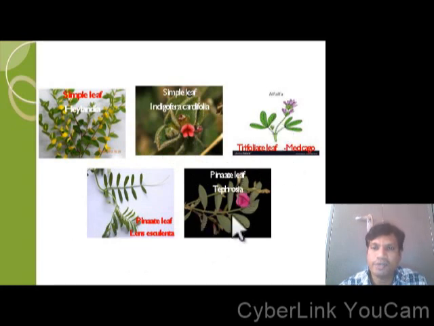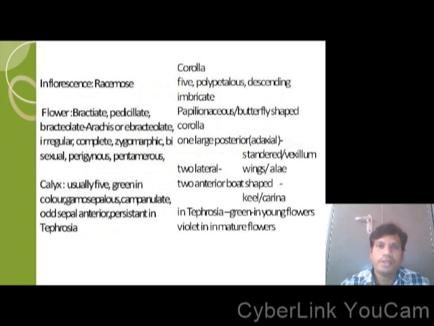This is the pinnate leaf in Tephrosia purpurea. We find this everywhere on the roadside. In Telugu, it is known as Vempali. Okay. And coming to the reproductive structures, basically the first one is the inflorescence.